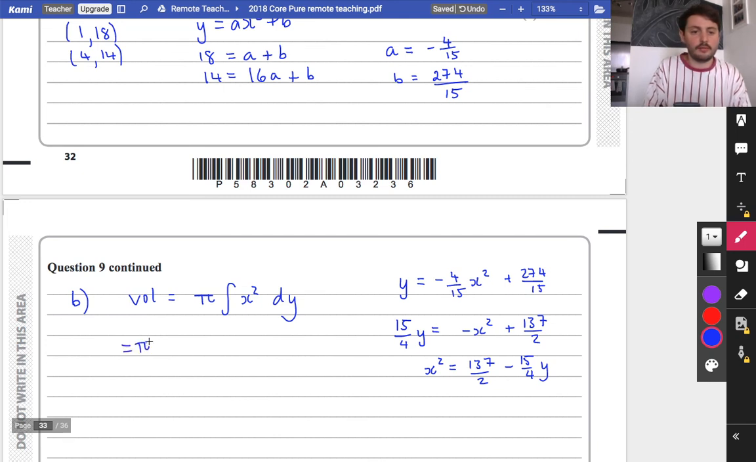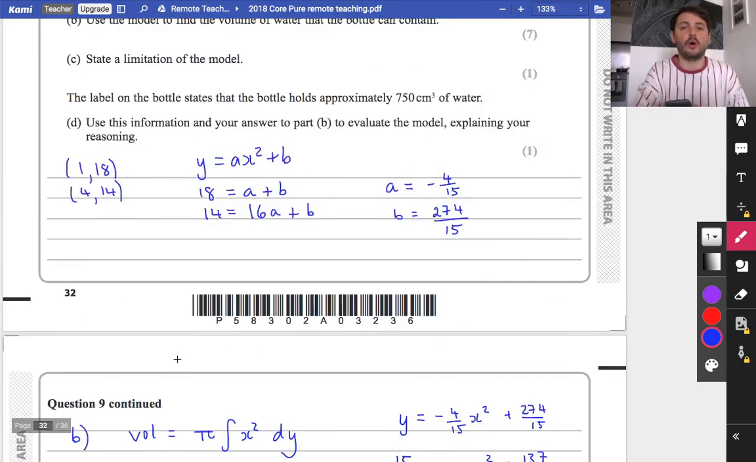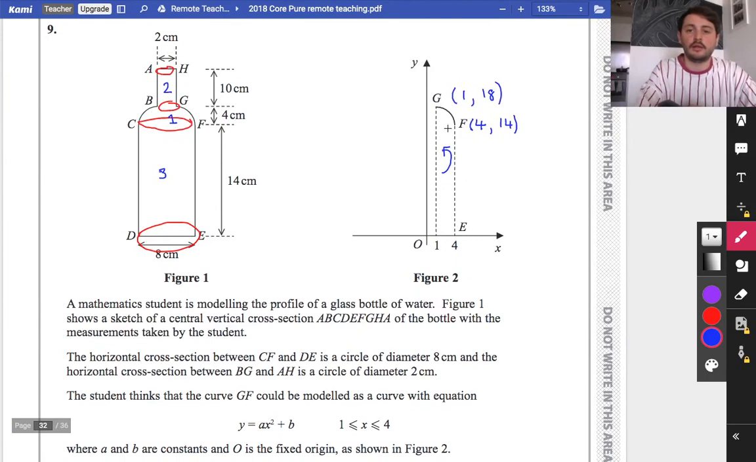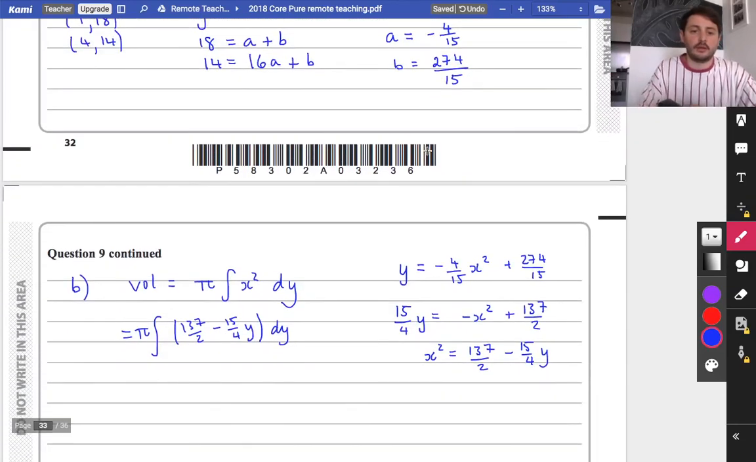So the volume is pi multiplied by the integral of 137 over 2 minus 15 over 4y with respect to y. We just need to put in the limits for y. Well, for this section, the y limits are between 14 and 18. So I'm going to do 14 and 18 here. I'm going to leave pi outside the front and I'm going to integrate.